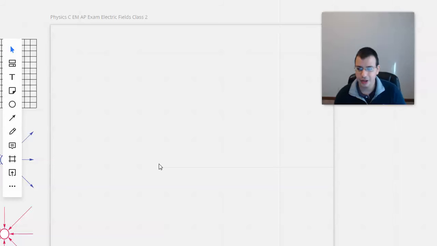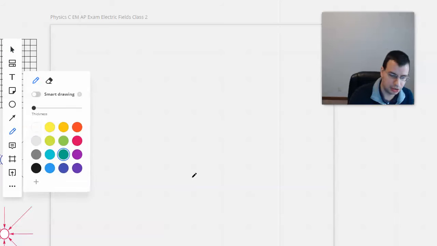Good morning, hello. Physics C, Electromagnetism, AP course, class number 2. Today we're talking about electric fields. So we already talked about Coulomb's law.